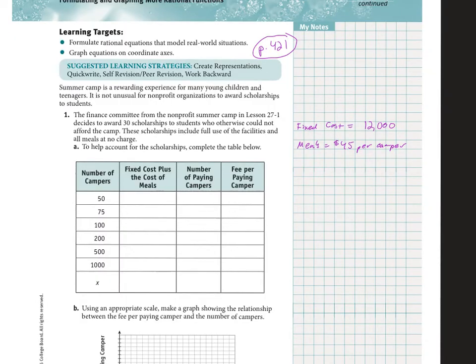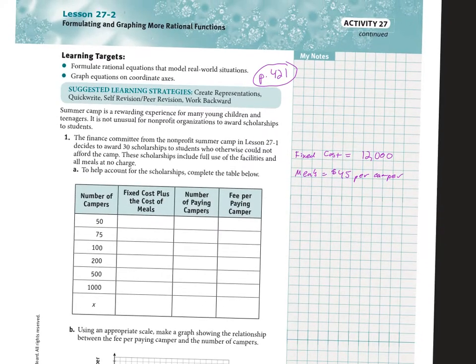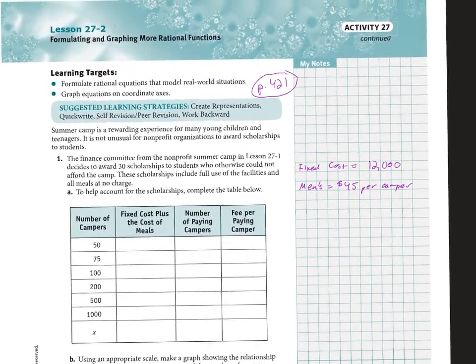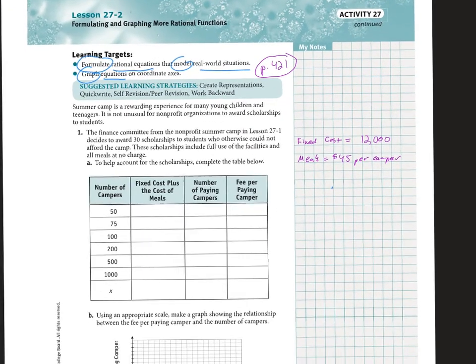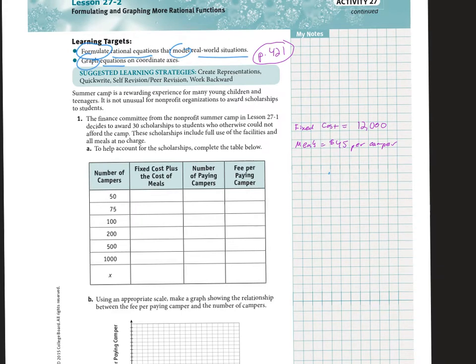So here we are at the start of lesson 27.2. It's on page 421 of the paper text, or you'll have to scroll through the Unit 5 notes that you've downloaded into Notability. I've made a couple of key pieces over here on the right that you'll see here with the fixed costs and meals from lesson 27.1 that we did a long time ago to help us there. So as we look at these pieces, we're going to be formulating rational equations that model real-world situations, and then we're going to graph those equations on coordinate axes. It's kind of nice to be dealing with a concrete example instead of alphabet soup of just simplifying the expressions we just came out of.